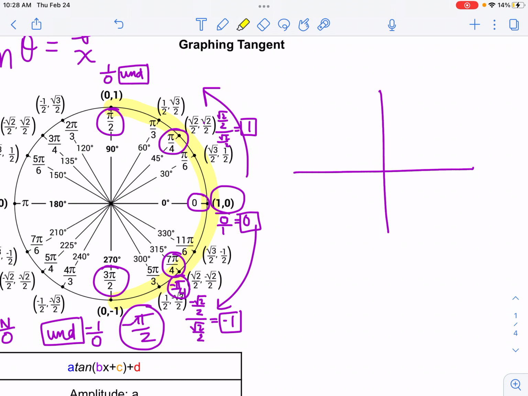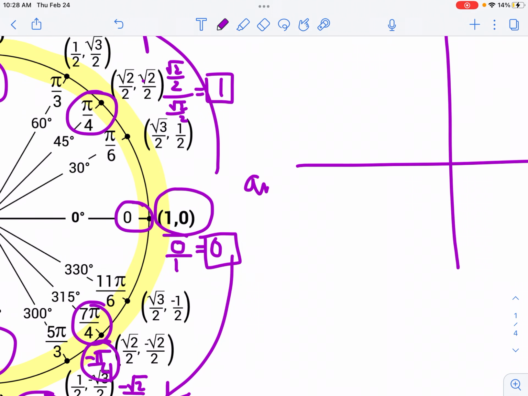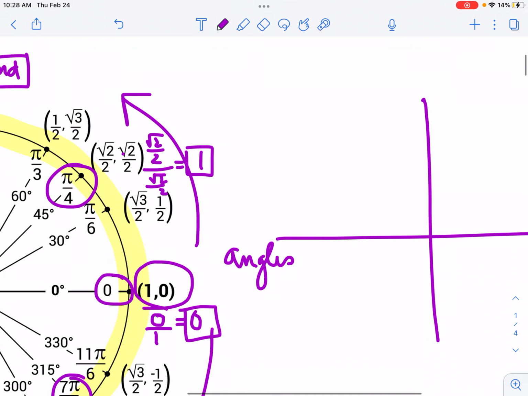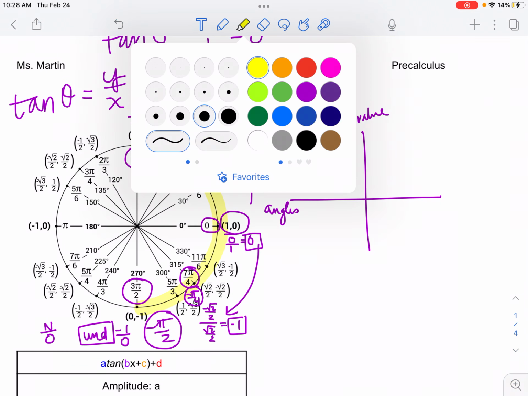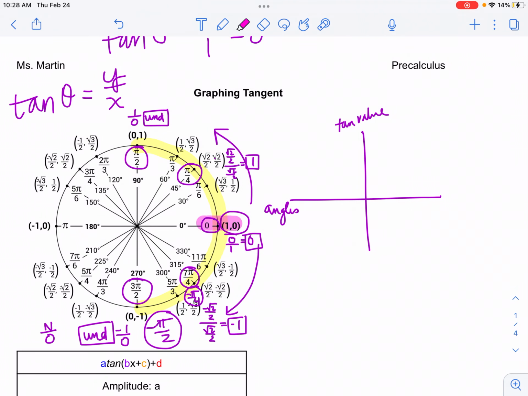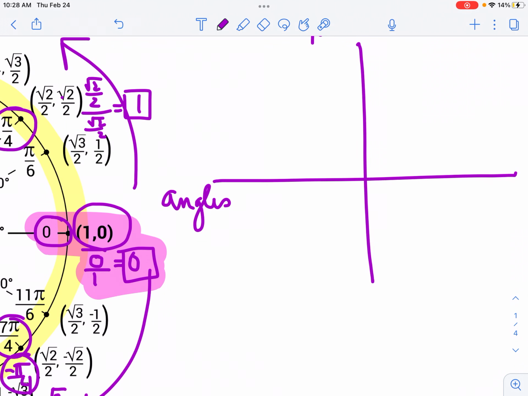So remember, the angles are what goes on the x-axis. Just like sine and cosine, our angles were always on the x-axis. And then our tangent value is what goes on the y-axis. So we can start with the angle 0, just because that's the center point. This is what we always want to start with. Okay, so that means we're starting at the origin.